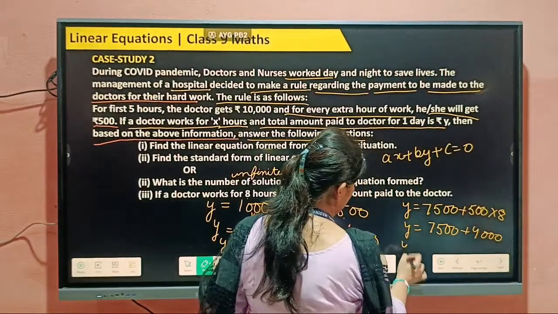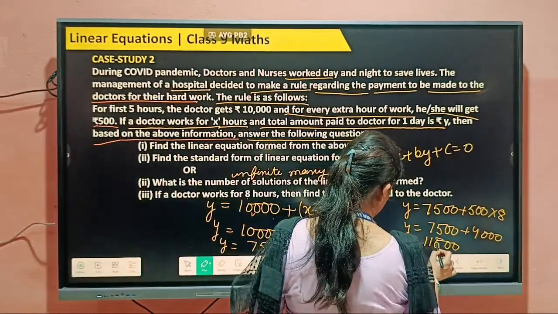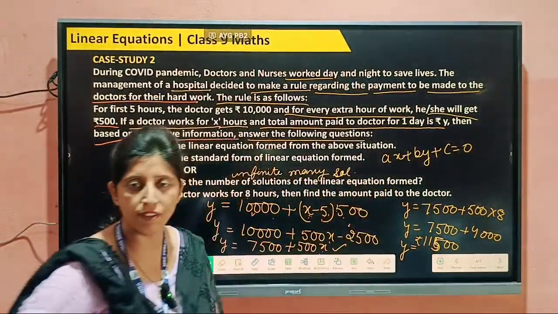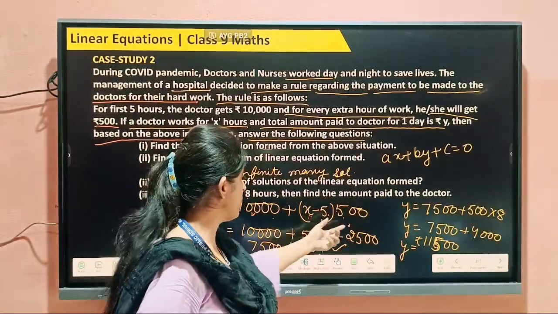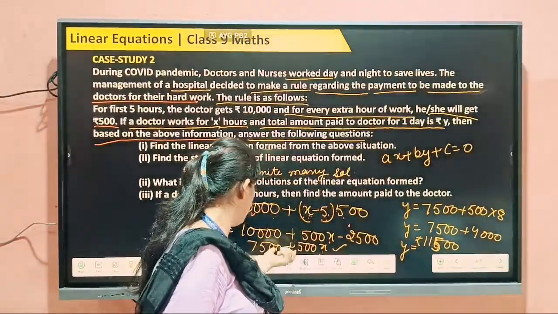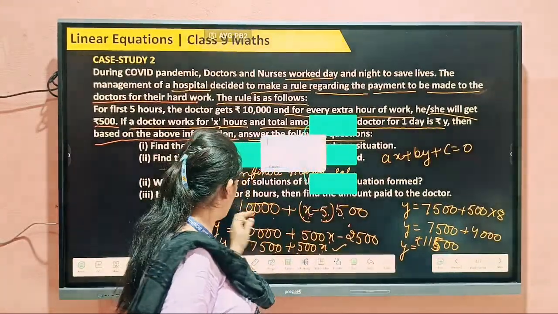$4,000, but you will get 11,500. They will get 11,500 rupees. You can put it here also, because we have first found the solution, then we will get a linear equation. Directly you can put 8 here.